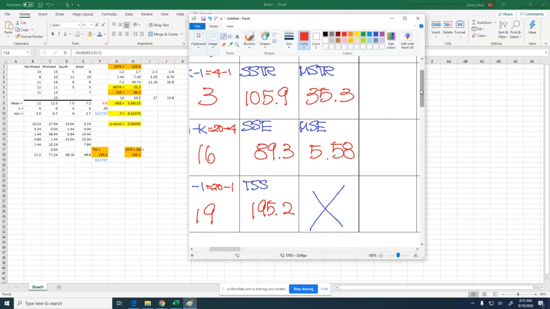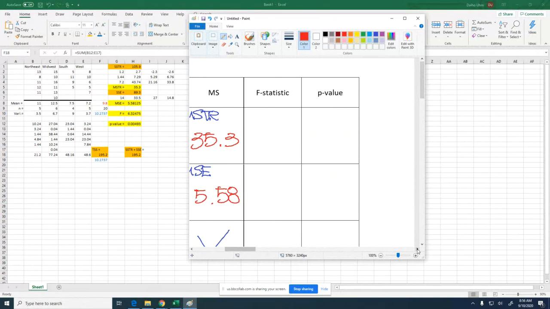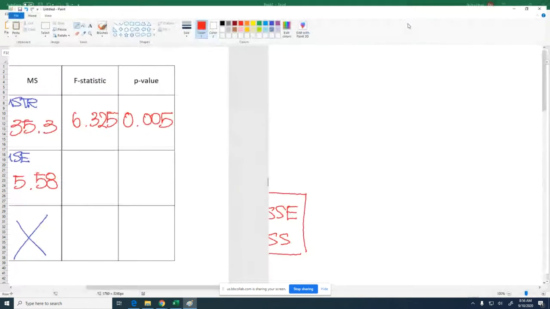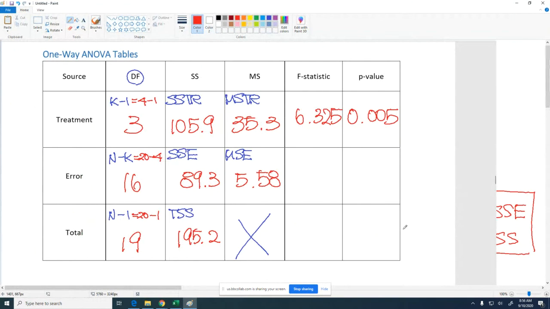And the next column is a F statistics, the ratio, which was the 6.325, and the p-value is a 0.005. So we can summarize the statistics. And here's a blank, blank, blank, and blank. It's good, right? So we can make the ANOVA table.